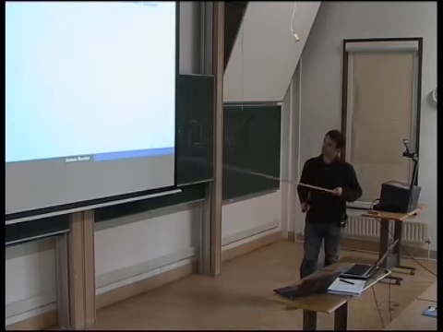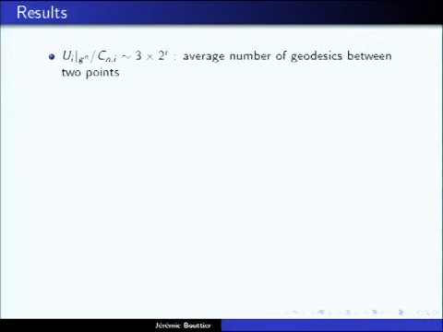So just to go briefly through the results. If you apply this scheme to the case of a quadrangulation with two marked points, just a quadrangulation with a marked geodesic, then you can compute, for i small with respect to n but still large, 3 times 2 to the i. This corresponds to the average number of geodesics joining two points in a doubly pointed quadrangulation.